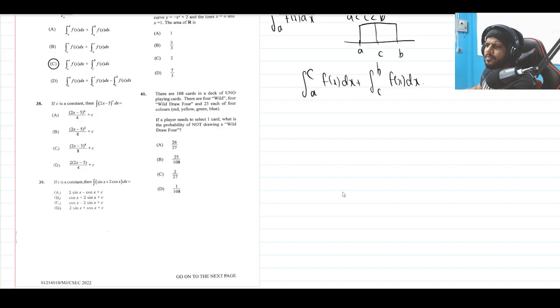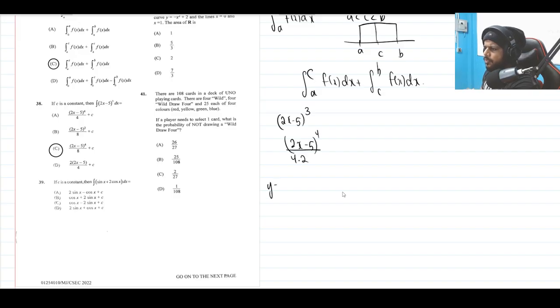C is a constant. We did this one already, but I'll still go through it. When I integrate 2x minus 5 cubed, I will be treating this as a constant to the power 4 over 4 multiplied by the differential of the brackets. So 2x minus 5 to the power 4 all over 8. The answer is C.